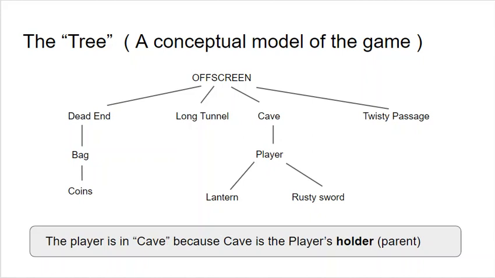Now the player has to be somewhere in the world. So let's look at this scenario here. The player's parent is the cave. That means the player is in the cave. The player is being held by the cave. The player's holder is the cave. And the cave's holder is off screen. So the player is inside of the cave, and the cave is inside of off screen. Or off screen has a cave and the cave has a player. You could read it the other way. And what if the player's carrying something like a lantern or a rusty sword?